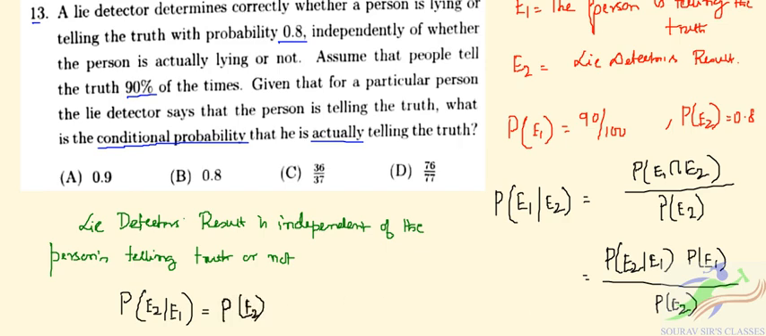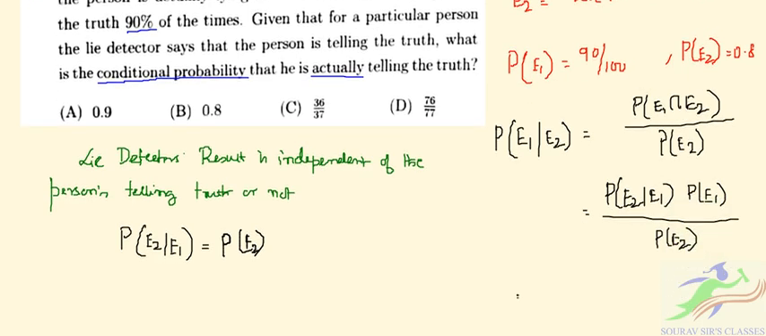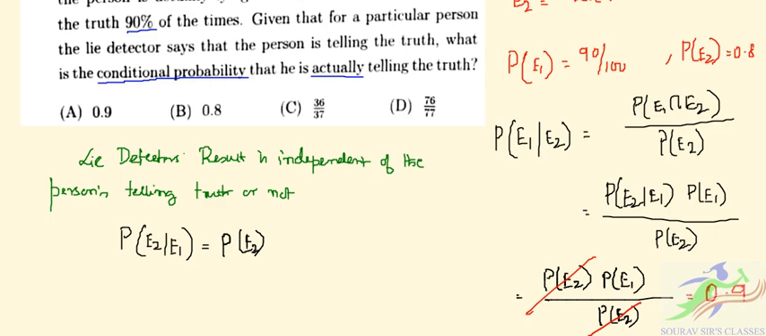So now what we do, we will just replace this value of P of E2 given E1, and it will be P of E2. So P of E2 will cancel out, and we have the probability of E1, which is nothing but 0.9. So our correct option for question number 13 is A, 0.9.